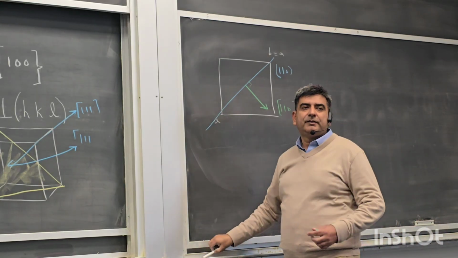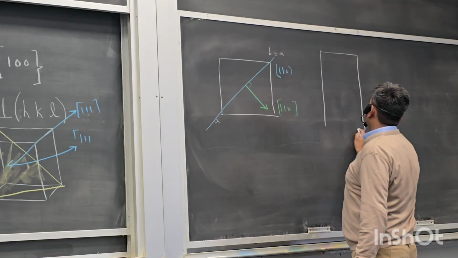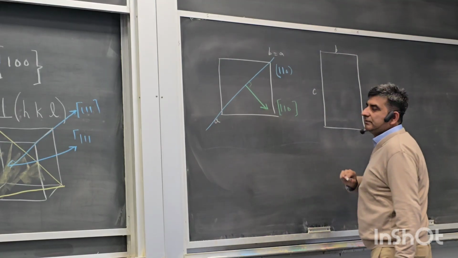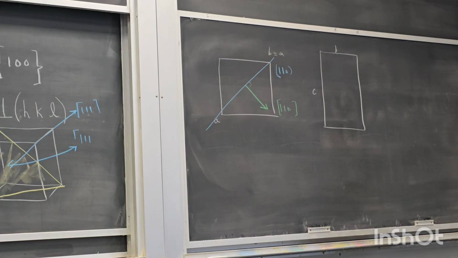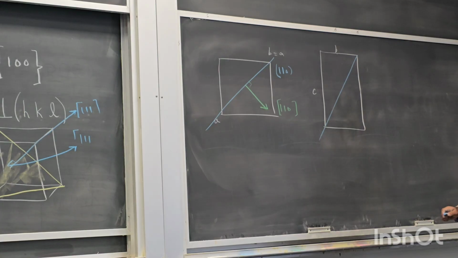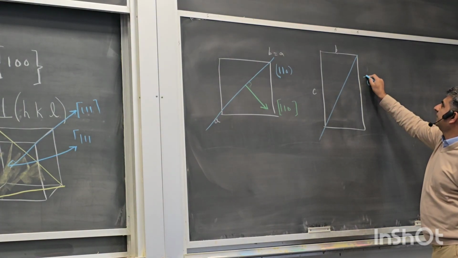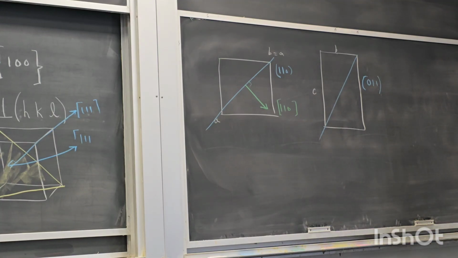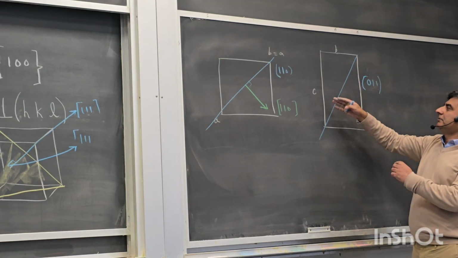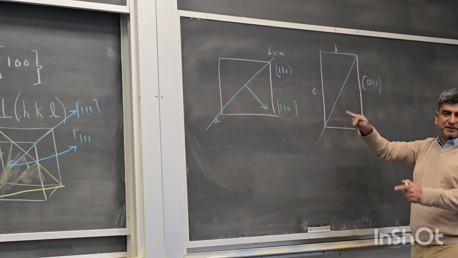But if I take the other side for the tetragonal system, suppose this is my B and this is my C. Then if I want to draw this plane, right? What is this plane? It's parallel to A. So it's 0, 1, 1. This is the 0, 1, 1 plane. Remember, I've drawn the projection as seen from the A axis. So this is B, this is C. And this is the tetragonal system, and B is not equal to C.